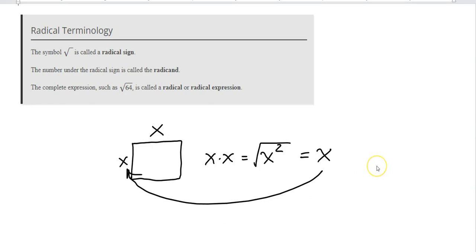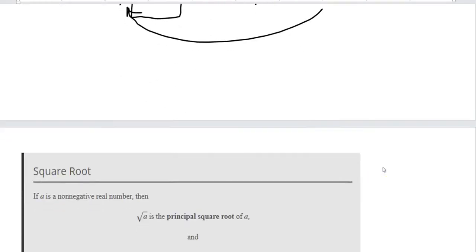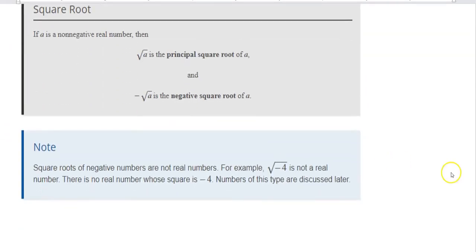We'll do plenty of examples, so let's go through here, looking through more examples. If a is a non-negative real number, then the square root of a is the principal square root of a, and negative the square root of a is the negative square root of a. Notice, this is like saying you have the negative square root of 4, which equals negative 2. Basically, you're taking the root and then this negative just goes along with it.